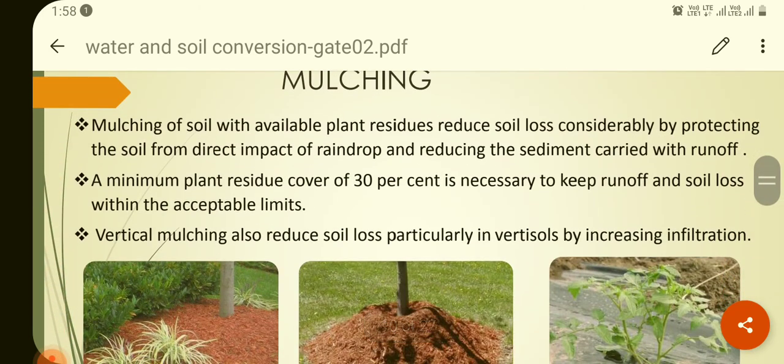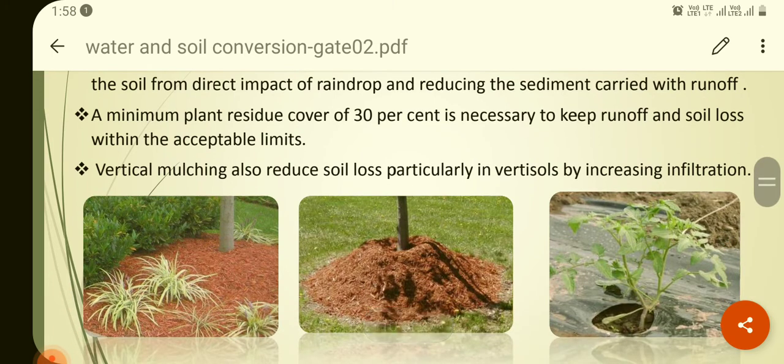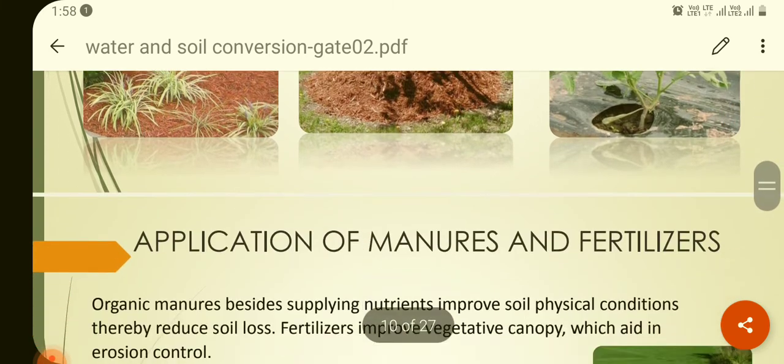Next one is mulching. Mulching of the soil with available plant residues reduces the soil loss considerably by protecting the soil from the direct impact of the raindrop and reducing the sediments carried with runoff. A minimum plant residue cover of 30% is necessary to keep the runoff and the soil loss within acceptable limits. Vertical mulching also reduces the soil loss, particularly in vertisols, by increasing infiltration.